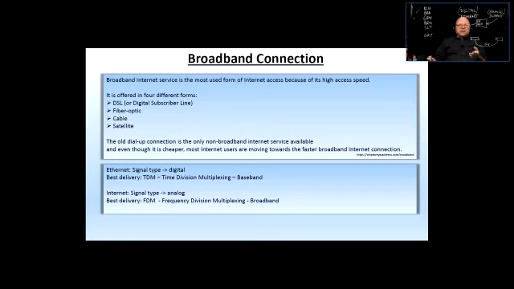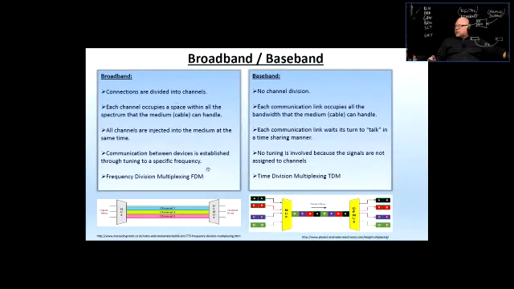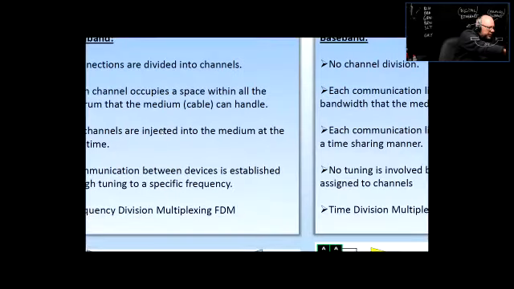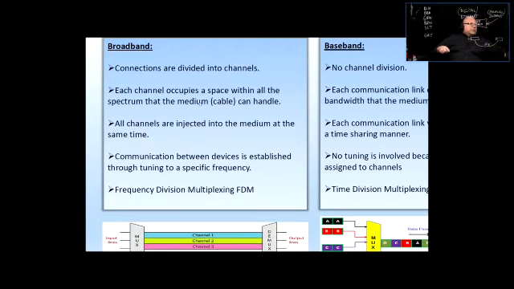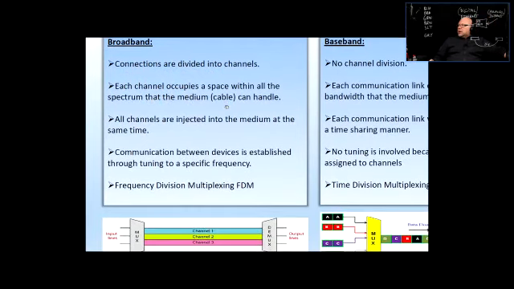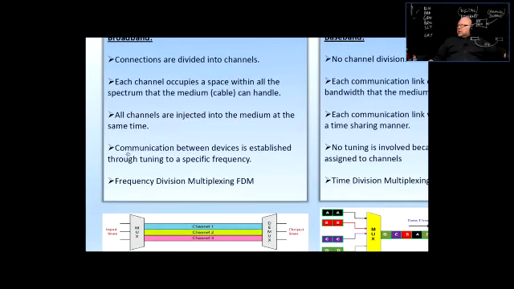Okay, so we talked about broadband, frequency division multiplexing. Let's see what that means here. So here is a broadband scenario, and here's a baseband scenario. Let's go back to the broadband again, and then we're going to analyze the baseband. In a broadband connection, connections are divided into channels. Each channel occupies a space within the spectrum that the medium or cable can handle, which means all the channels are present at the same time in that cable. All channels are injected into the medium at the same time. Communication between devices is established through tuning to a specific frequency.